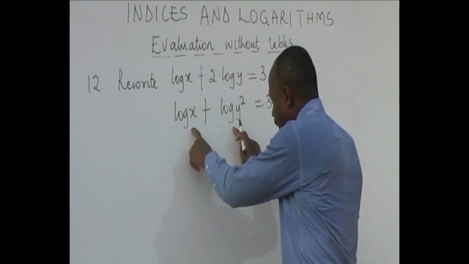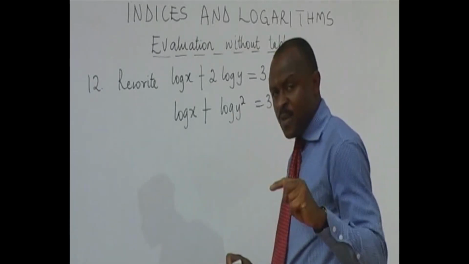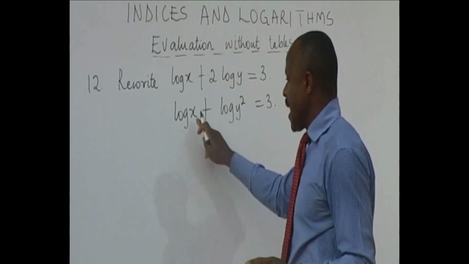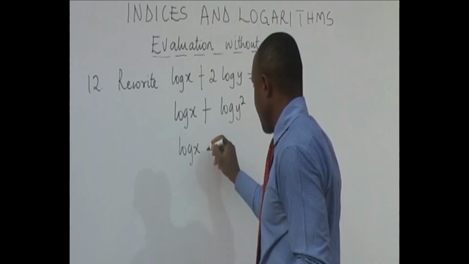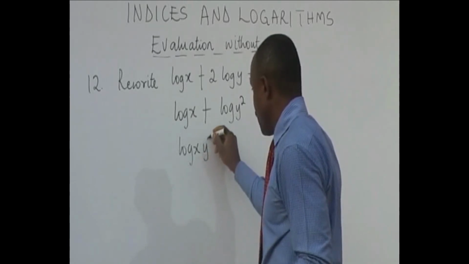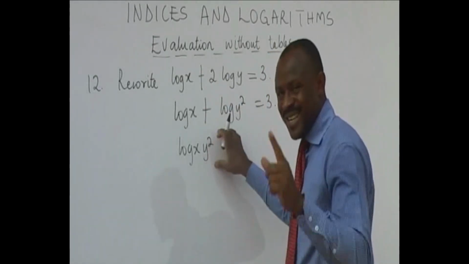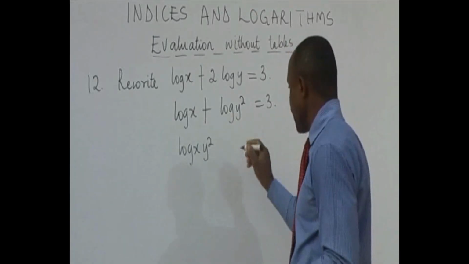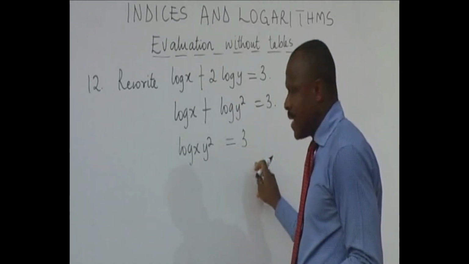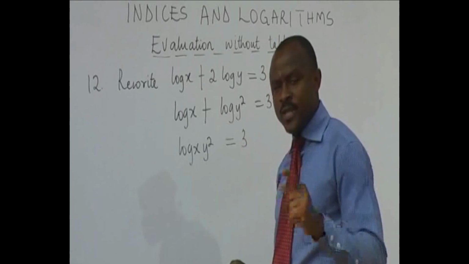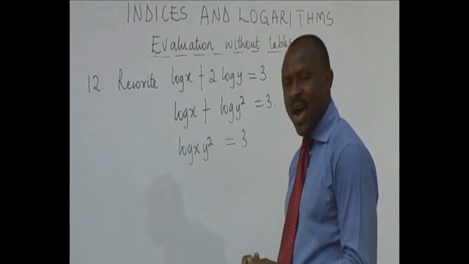Now, log x plus log y exponent 2. If you respect the first law of logarithms, discover that the meaning of this is log of x times y squared. This means this, and this means this in the first law of logarithms, and is equal to 3. First of all, I had told you that whenever you are dealing with log and there are no base attached to them, they are in base 10.